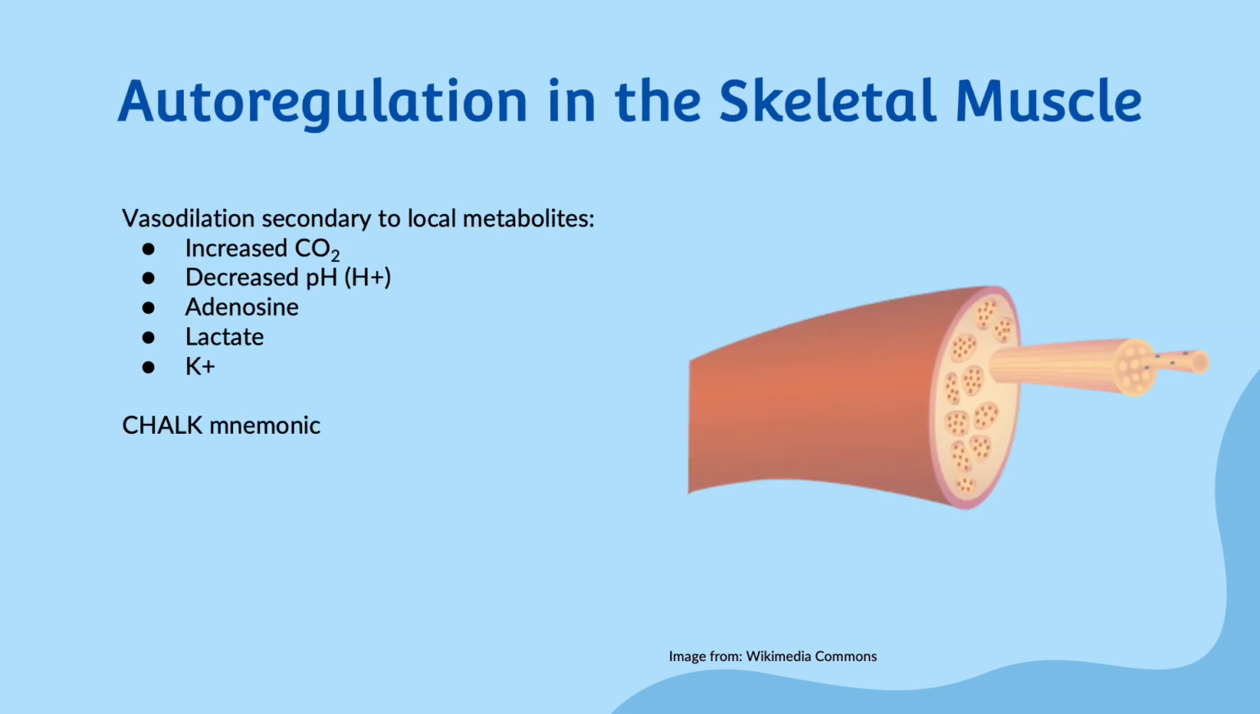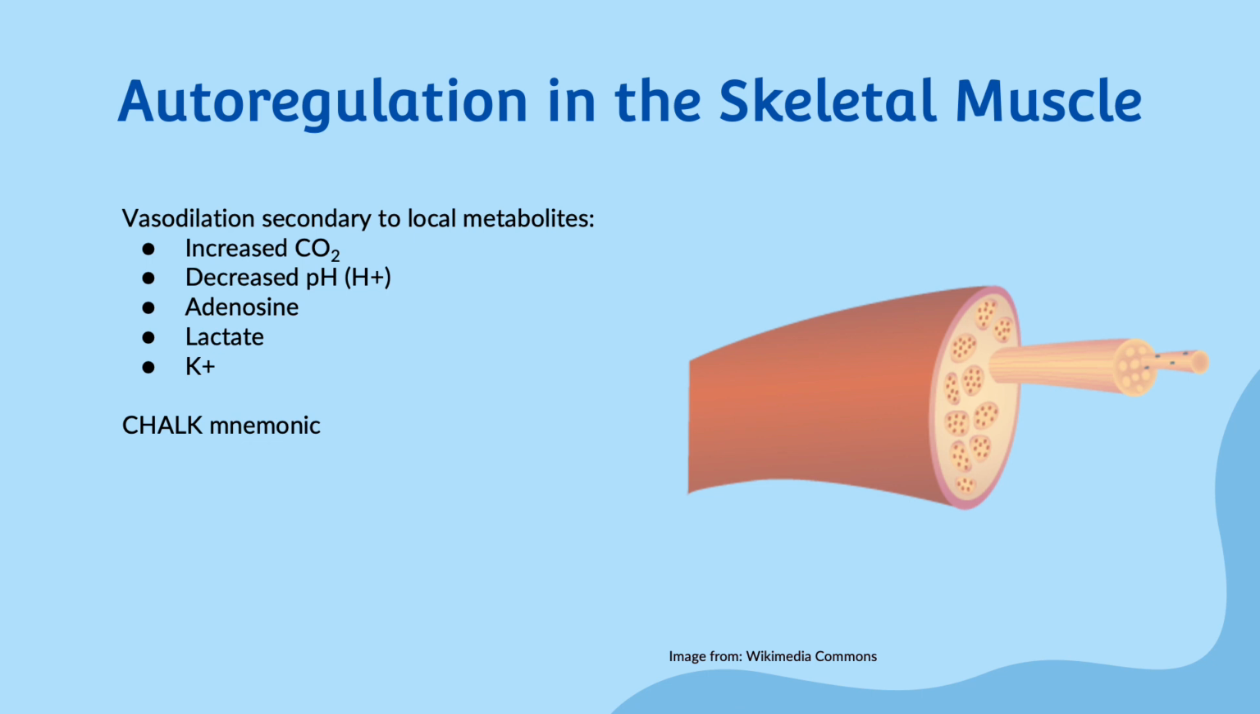Autoregulation in skeletal muscle helps maintain constant blood flow, again despite changes in blood pressure. The skeletal muscle blood vessels dilate or constrict to ensure that the muscle receives the adequate oxygen levels and nutrients that it needs to stay healthy.